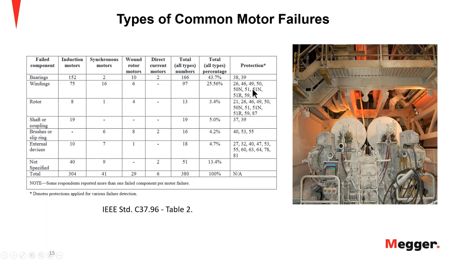But what's really nice is it allows you to see what type of protection can be used for properly detecting these failed component issues here. So as you can see, for winding issues, we have a multiple array of different elements, and as before, there's so many to go over, so we won't be able to do that today, but we will hit the major ones here.